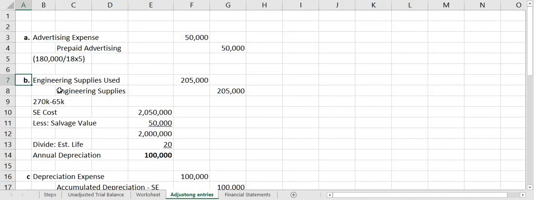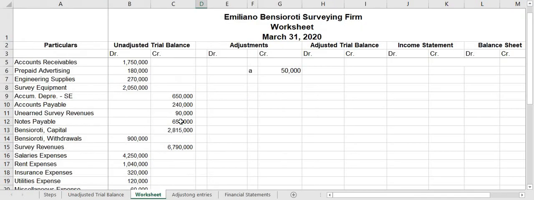Now, the corresponding credit for adjusting entry letter B, that's credit ka ng engineering supplies for 205,000. So, hanapin natin dito sa ating unadjusted trial balance kung meron bang engineering supplies na account. In this case, meron. Engineering supplies na 270. So, dito natin ilalagay si adjustment letter B. Of course, naka-debit siya for 205,000.